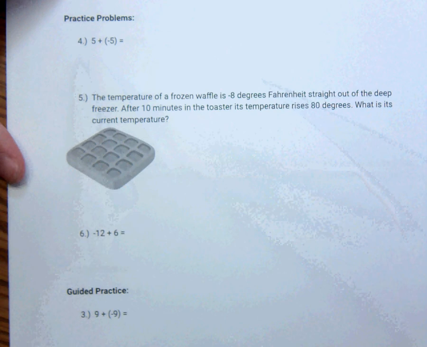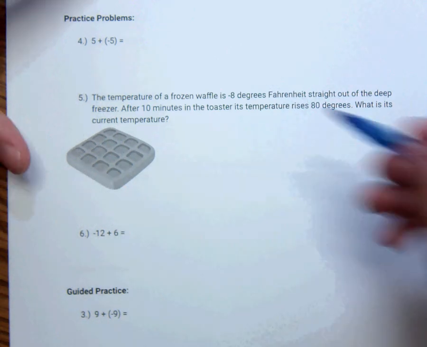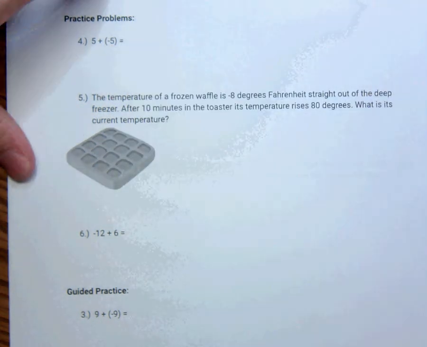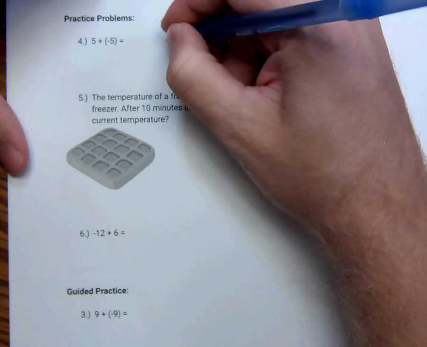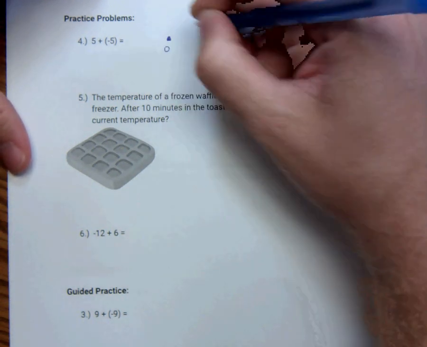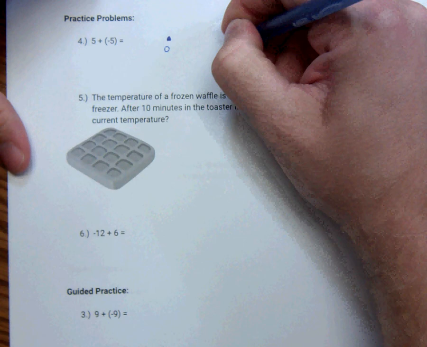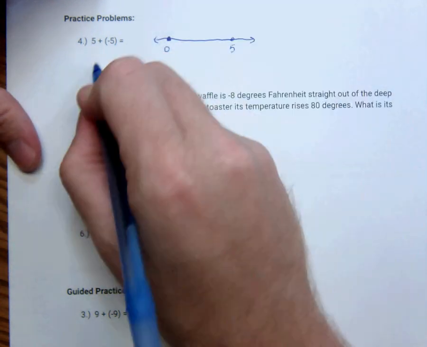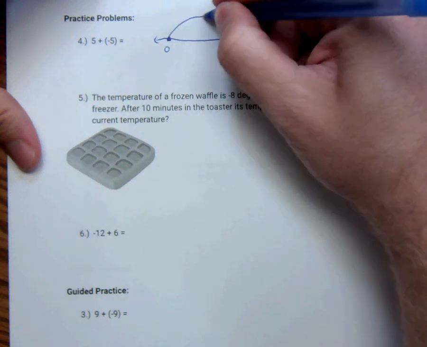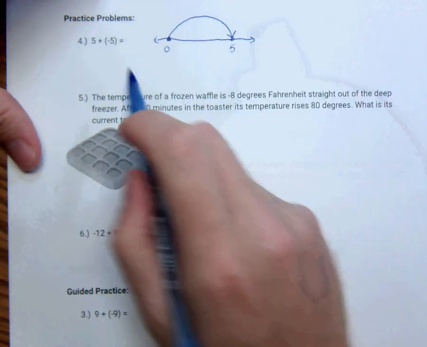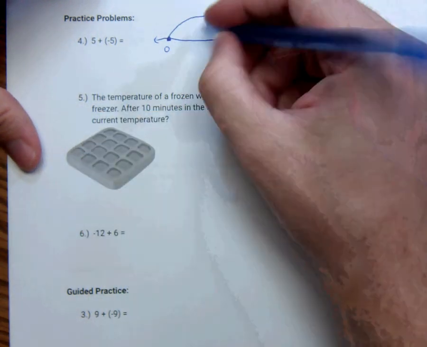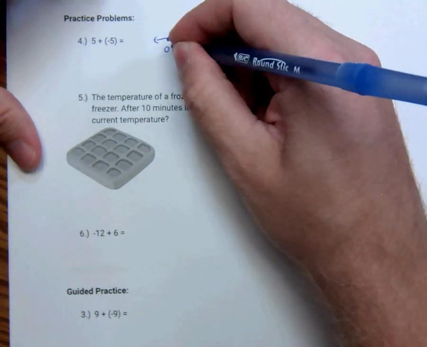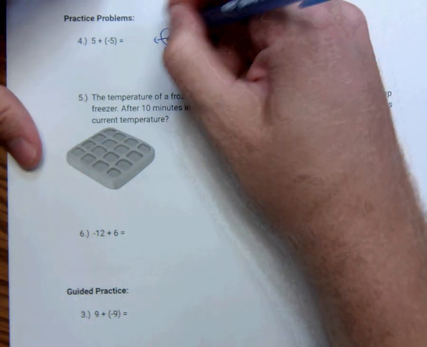Now this one, so I have 5 plus a negative 5, okay? So 5 plus a negative 5. So imagine you have a number line. This is 0, here's 5, all right? We're starting out with 5, so we go plus 5, and then we add a negative 5, so now we're going all the way back. And our final answer is 0.